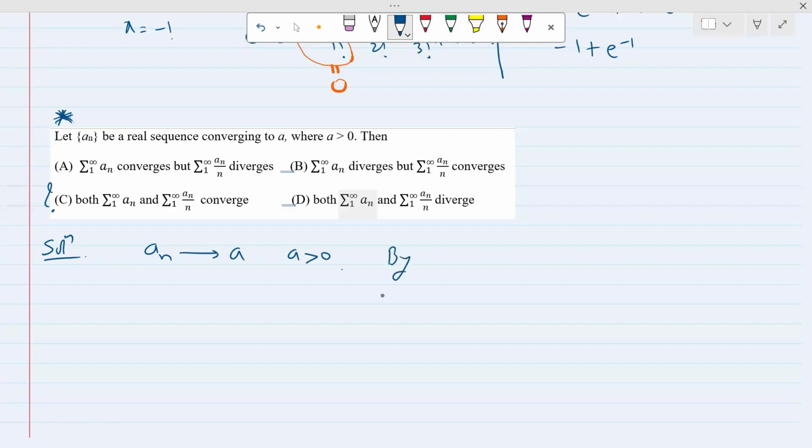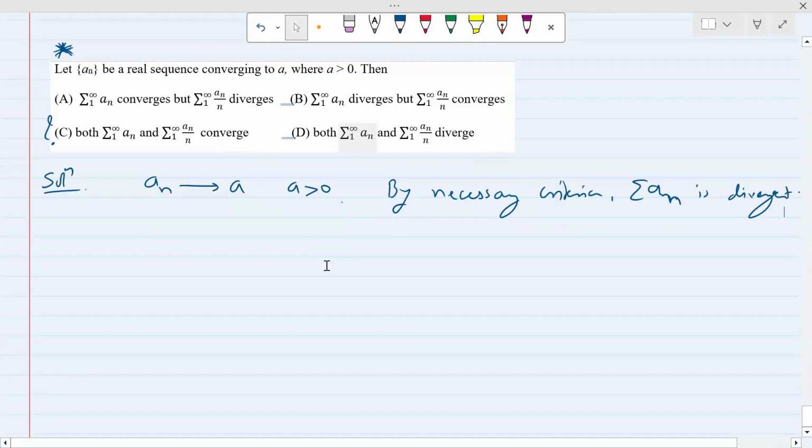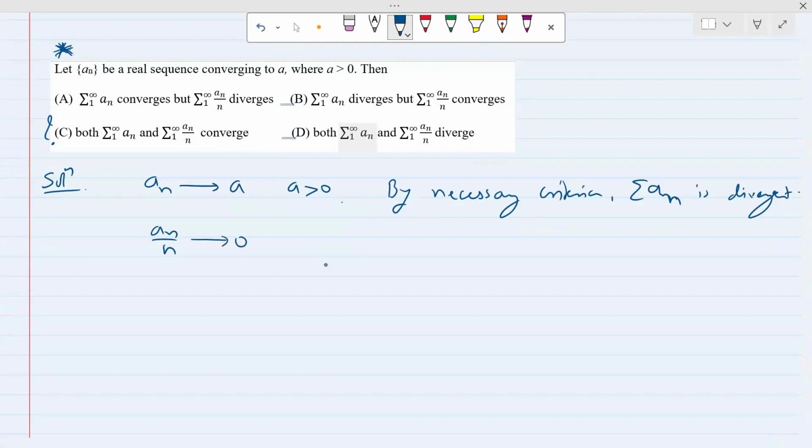So which result am I applying here? By the necessary criterion, the series a_n is divergent. Good. Now if a_n goes to A, then a_n by n will go to 0.